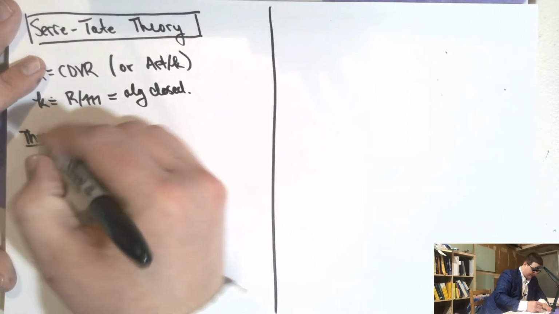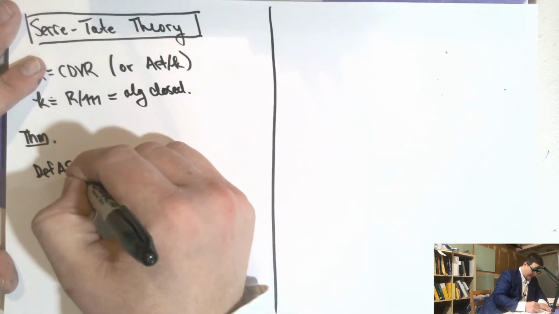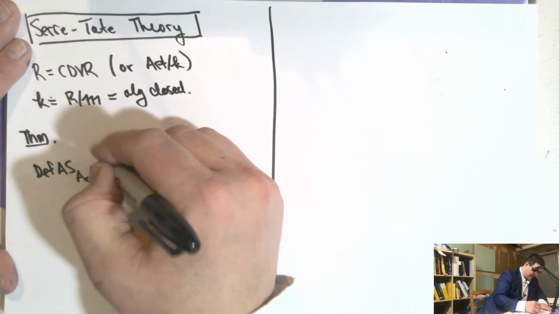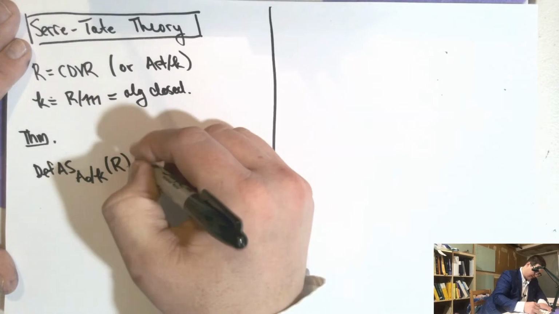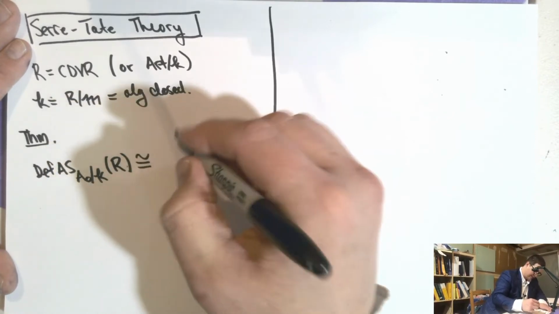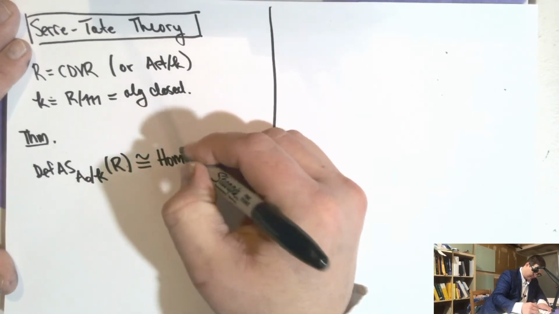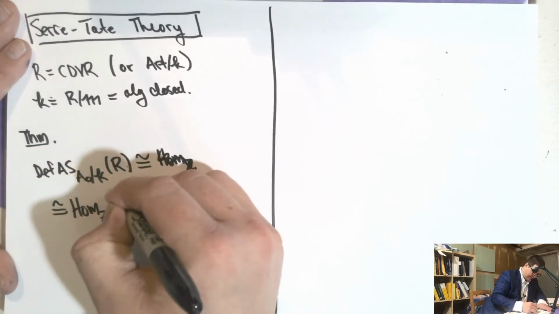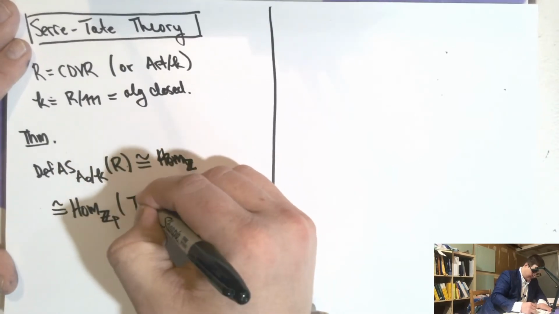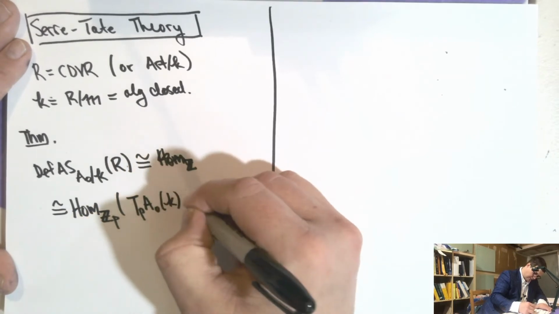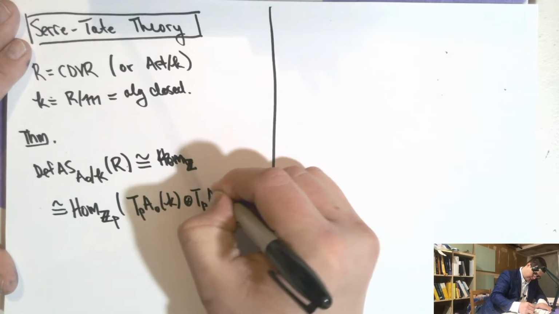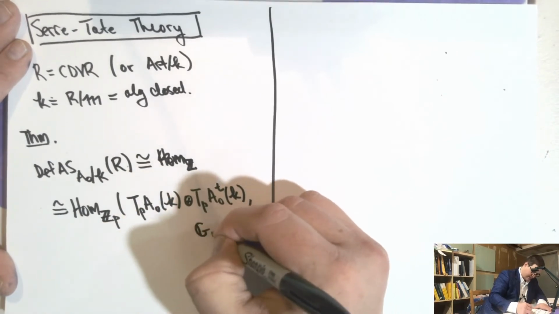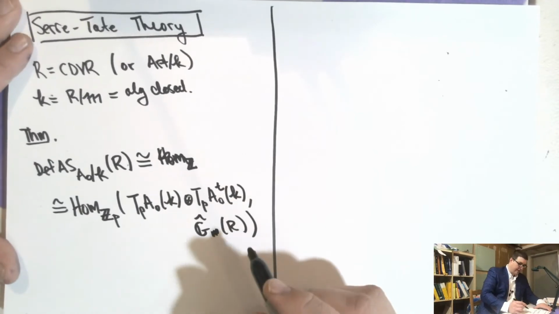So here is deformations of abelian schemes. This thing goes to Hom, maps of Z_p modules, from the p-Tate module, it's not the Barsotti-Tate group, to G_m hat of R. Okay, so G_m hat of R.